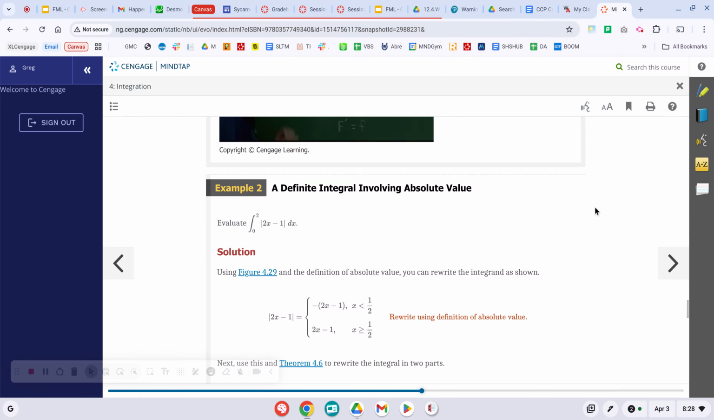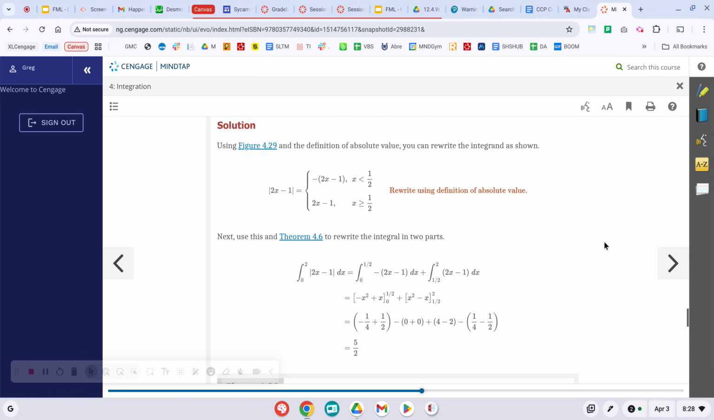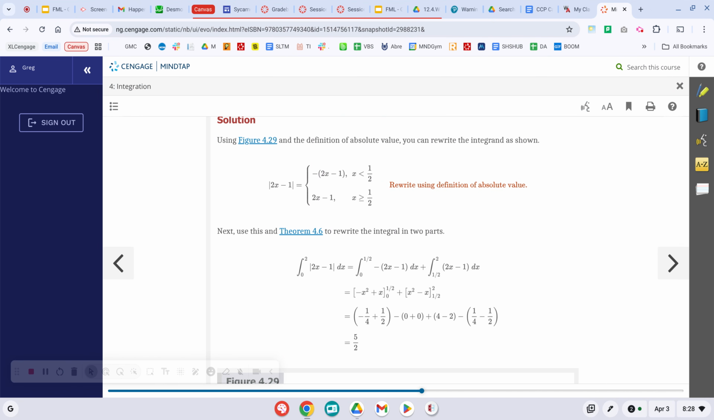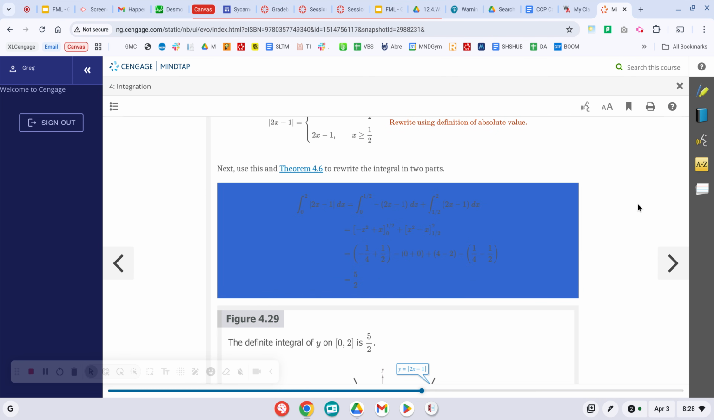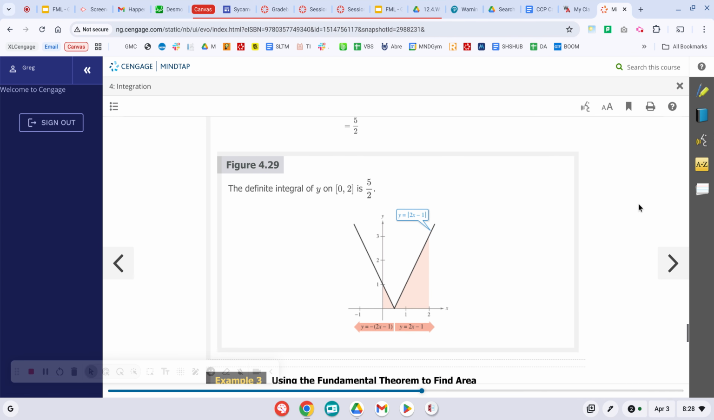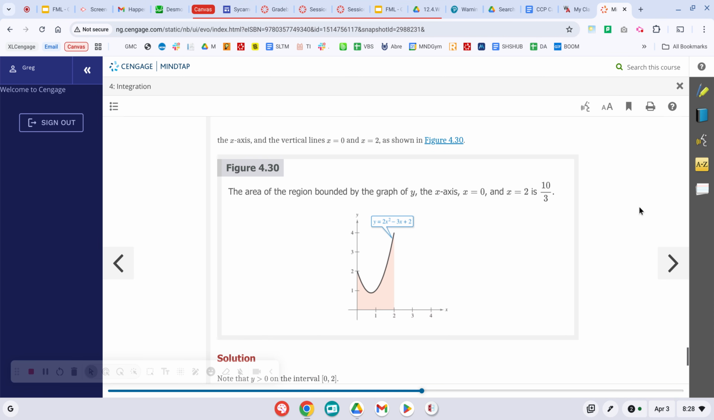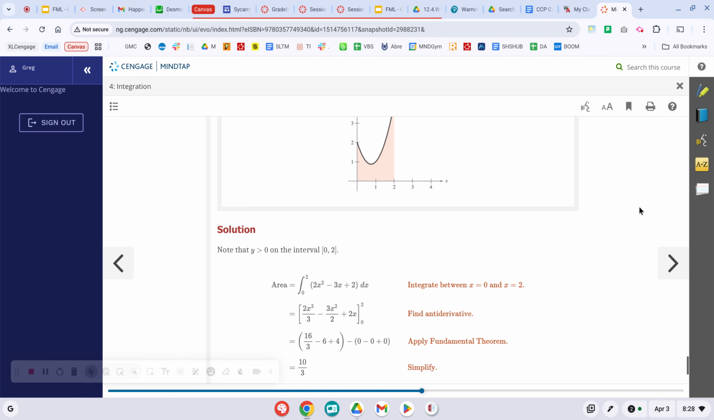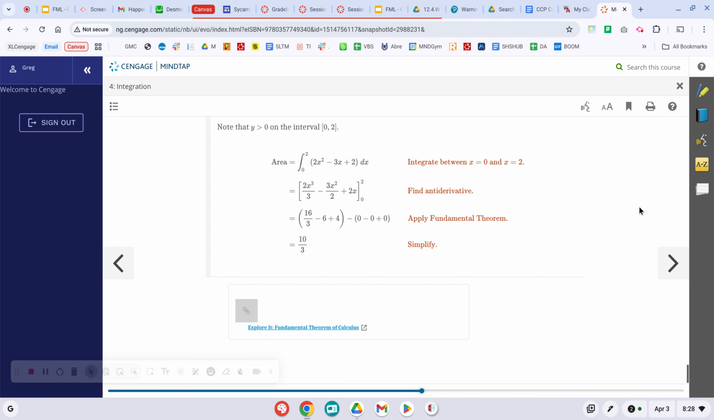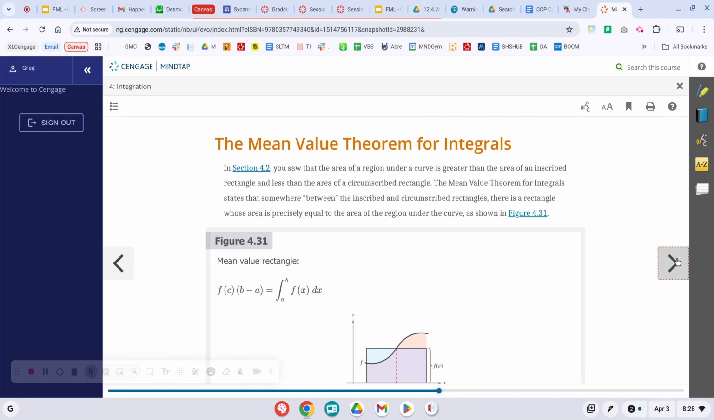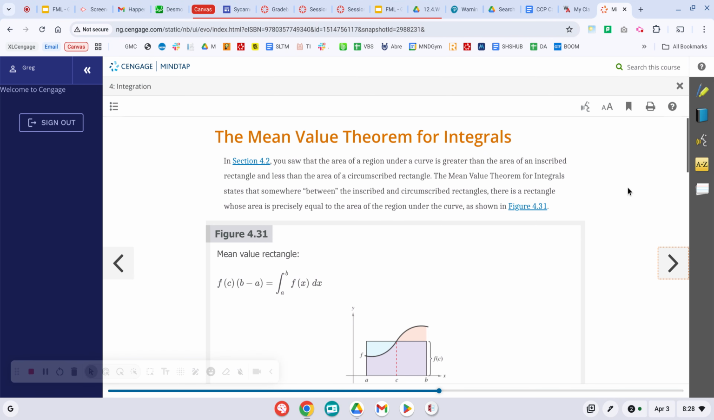Okay, here's a definite integral involving an absolute value. This is kind of a particular one. I think we should just graph these. And look, you're going to split up absolute values. We talked about that last time. See how we do it. Okay, here's another example. You should read through the examples, but we got to get on to the mean value theorem, okay?